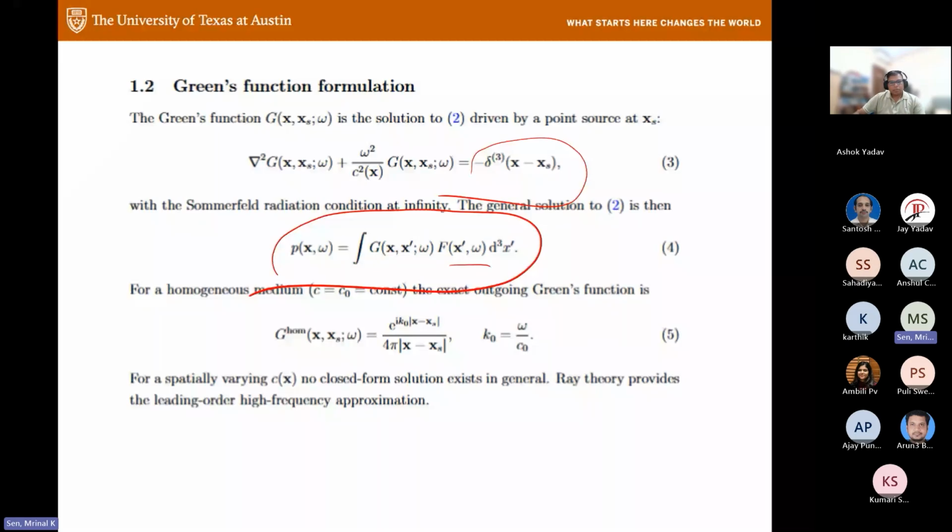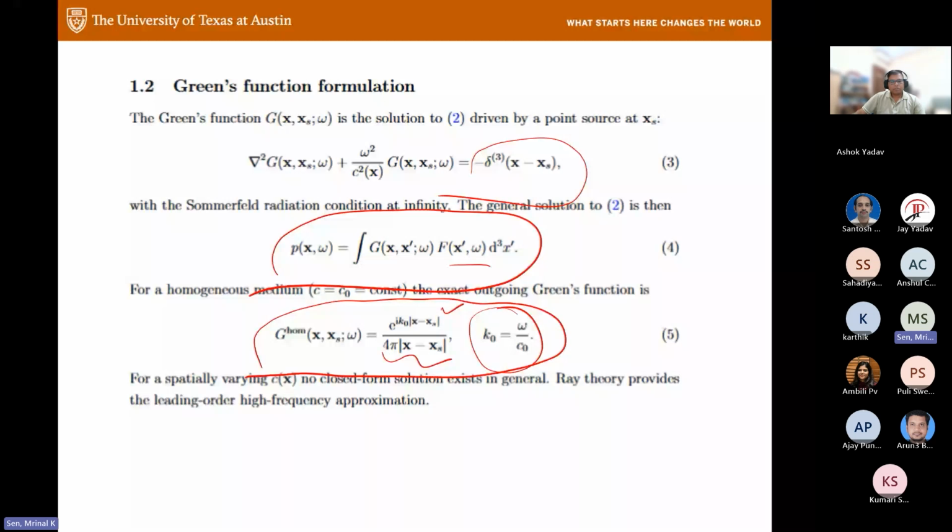And we know that for a homogeneous medium, this is the Green's function. I derived this, I think it was on the first day or second day, I don't remember. And if you remember, this is essentially the phase term. And this is for plane waves, because k0 basically gives you the wave number. And that's your spreading term.